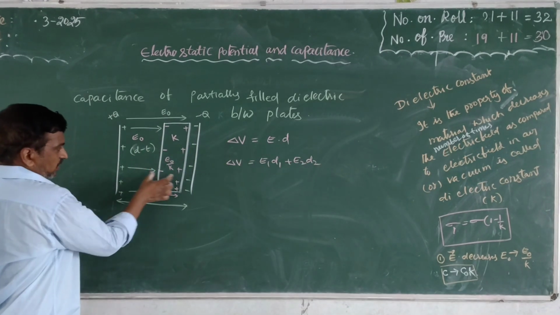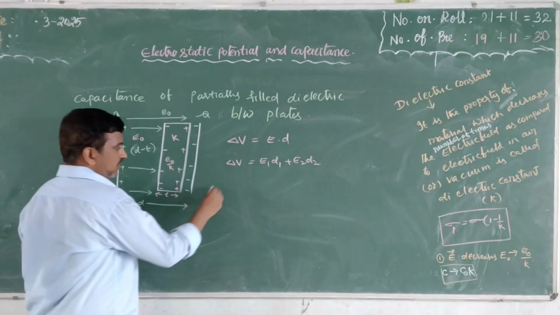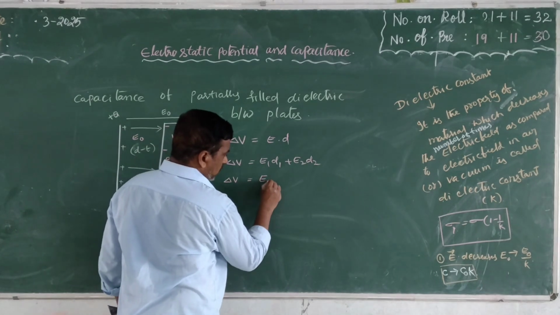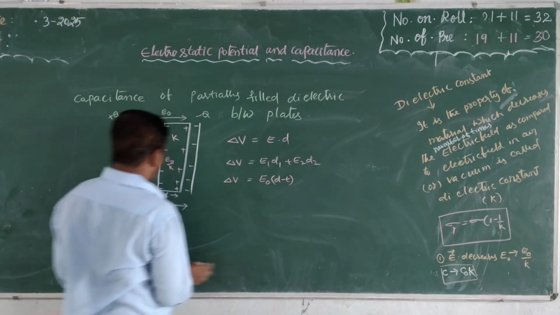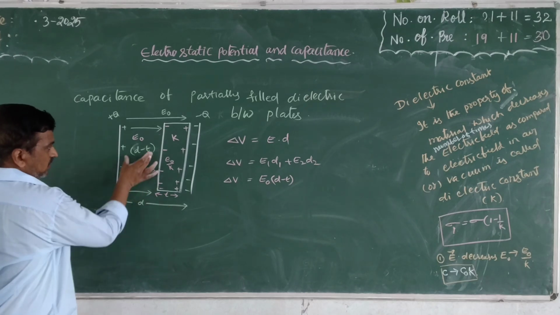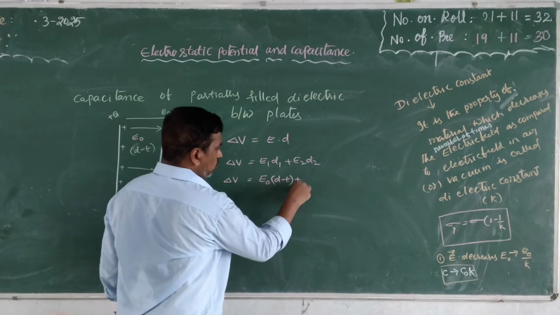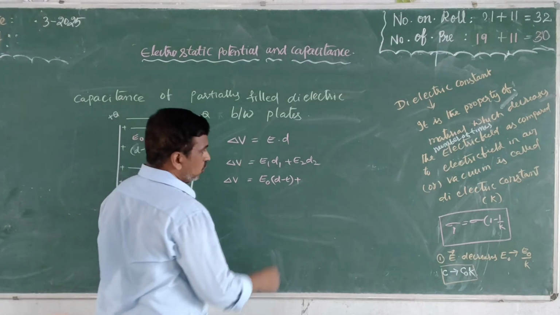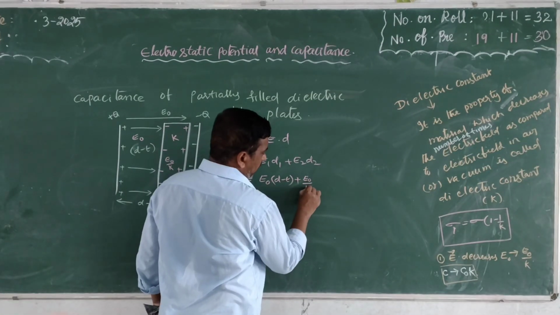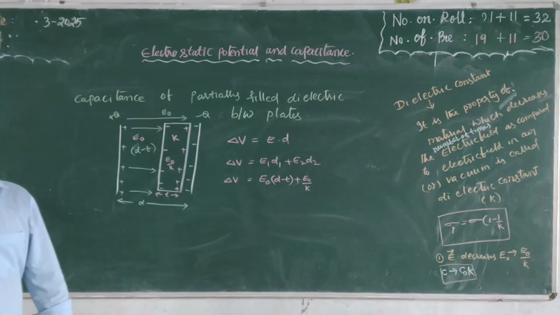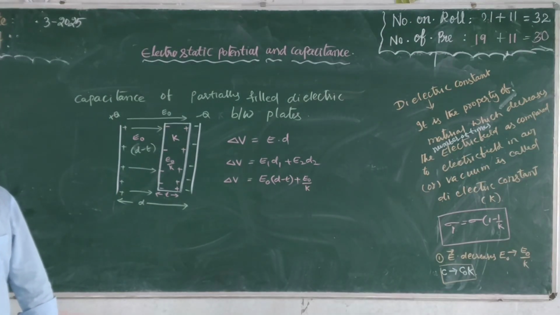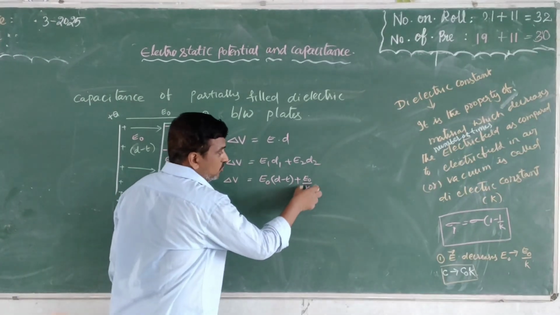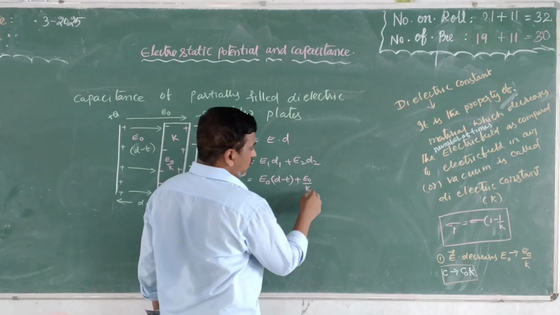It is like one capacitor acting as two. Delta V equals E1 d1 plus E2 d2. E1 is the electric field E naught, and the distance is d minus t, because we remove this thickness from the total distance. Plus E2, where the thickness is t and the electric field is E naught by K. Why? Because when a dielectric is there, the electric field decreases K times compared to the electric field in air or vacuum. That is why we call it K. So the field decreases K times, hence E naught by K.